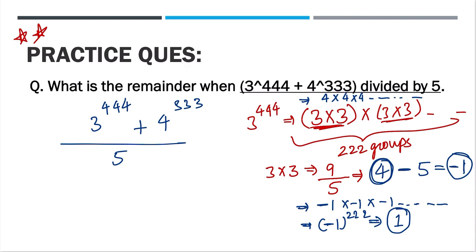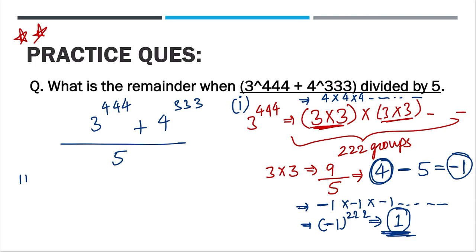So this is going to give me a final answer of 1. Minus 1 raised to an even power is going to give me a positive 1. Minus 1 raised to an odd power is going to give me minus 1. I hope this part is clear. This is part number 1 of the question.